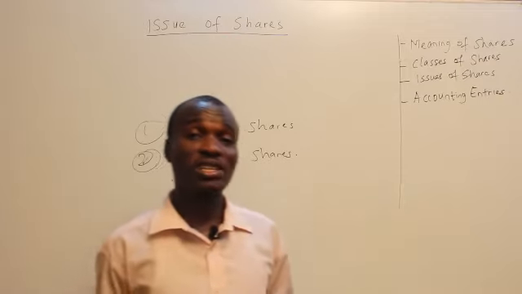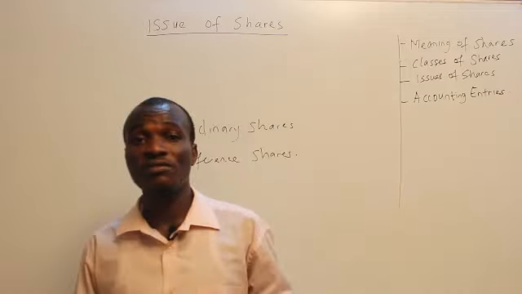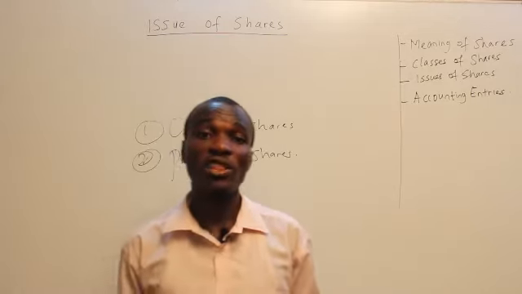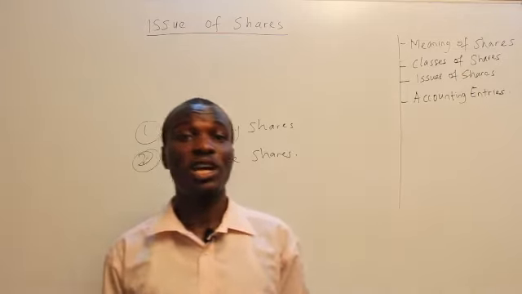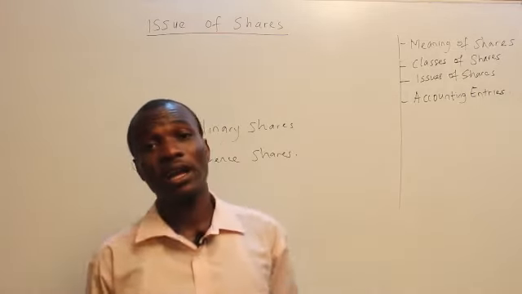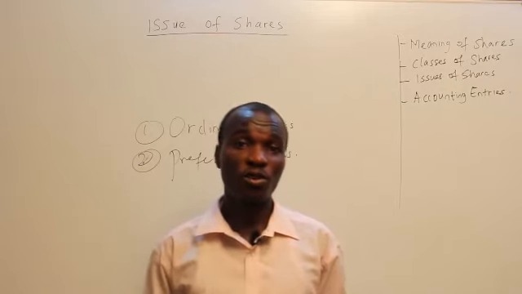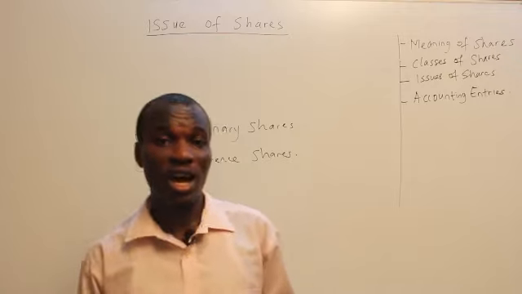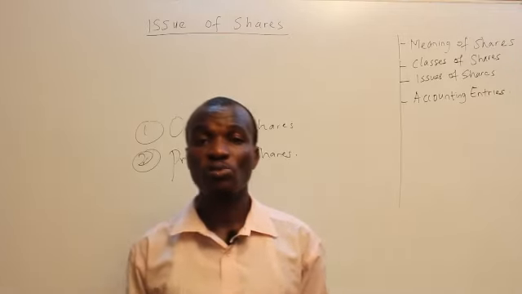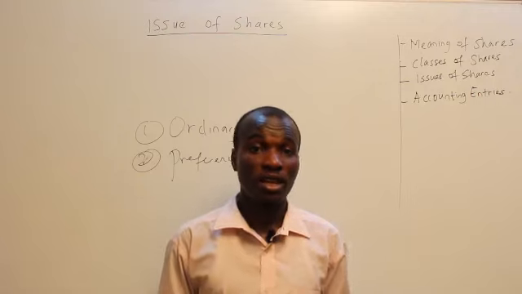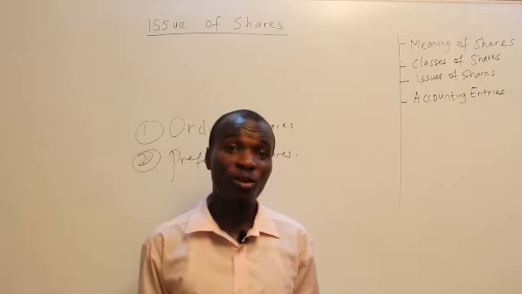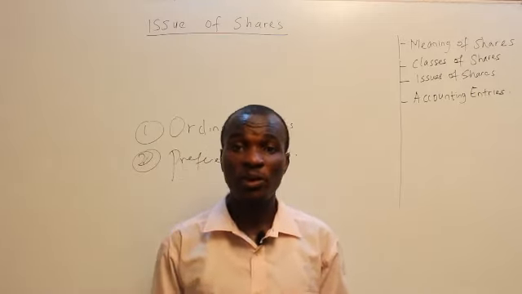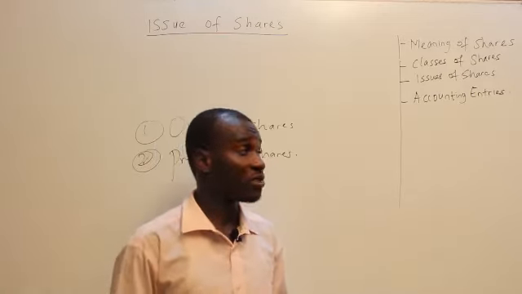The preference shares have a fixed rate of dividends, and they receive dividends before any other shareholders. In terms of liquidation of the company, if the company has some repayment of capital, they will be the ones to receive the repayment of capital before any other class of shares.